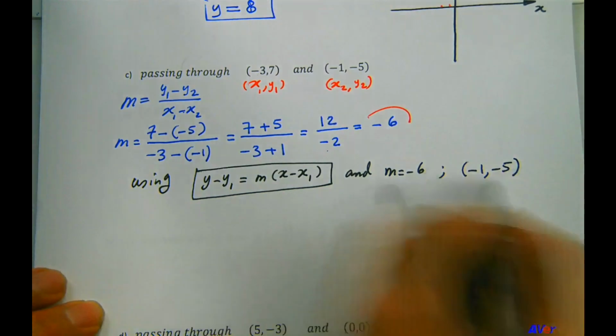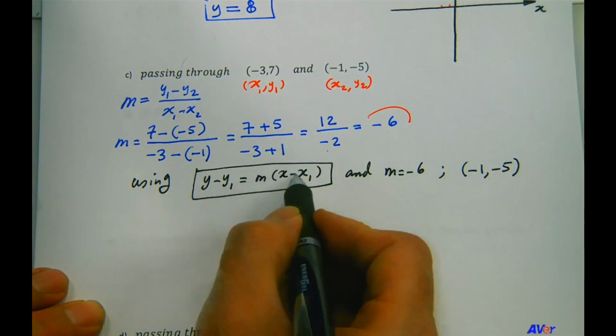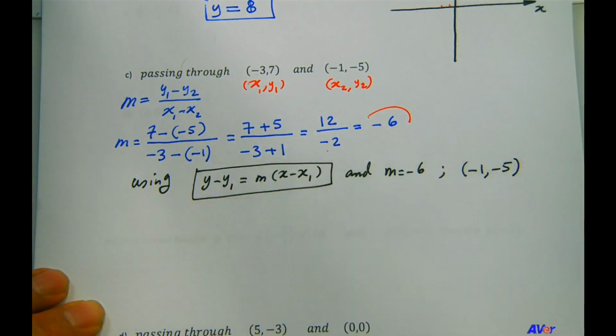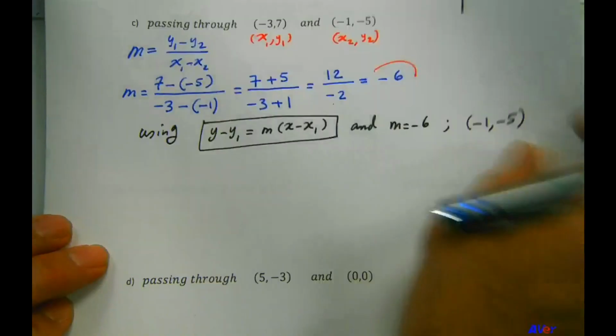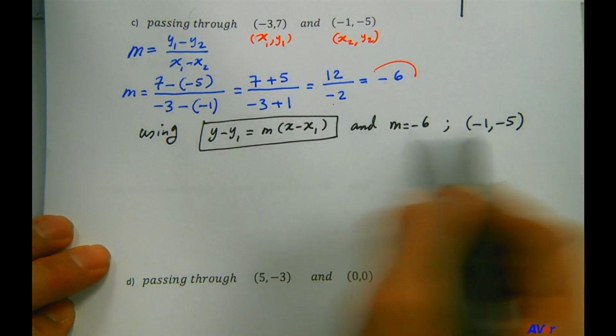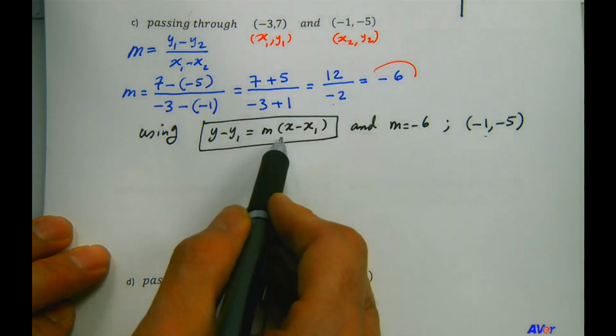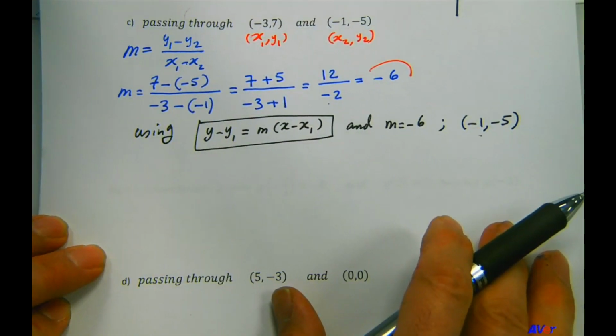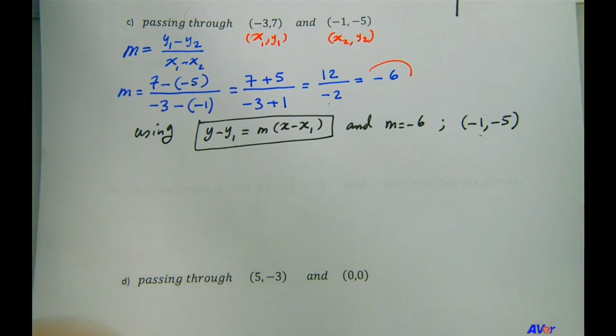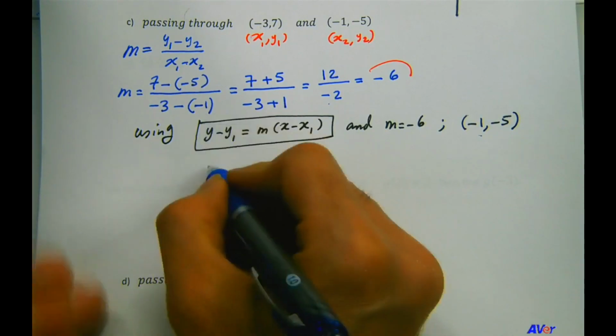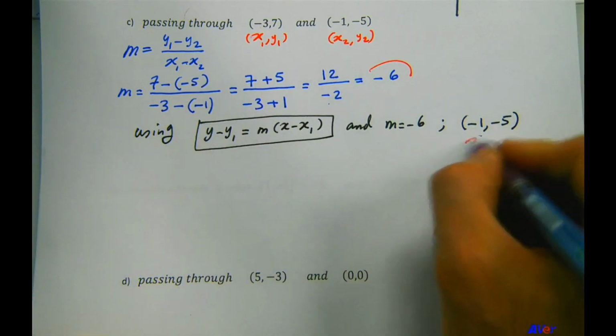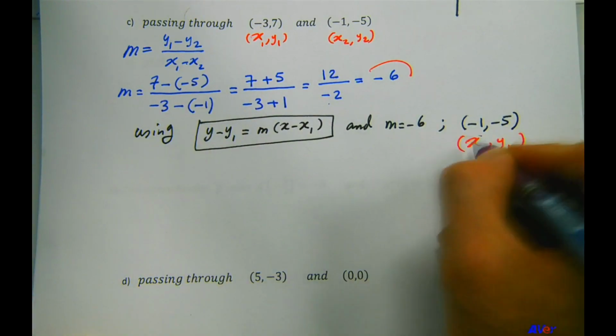So let's plug this information into this general form, because this is a general point slope form of an equation. We have specific information to plug in, right? So let's do that and find the line we're looking for. So we have, and by the way, this is x1 comma y1, okay?